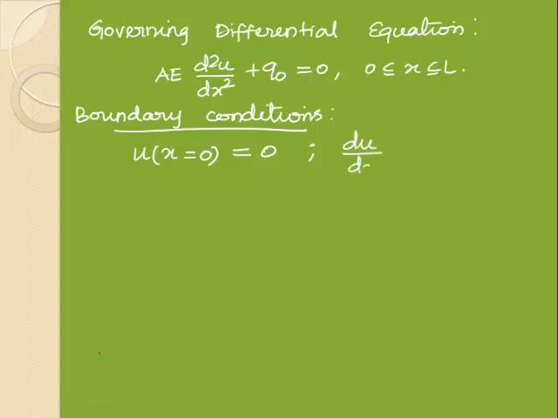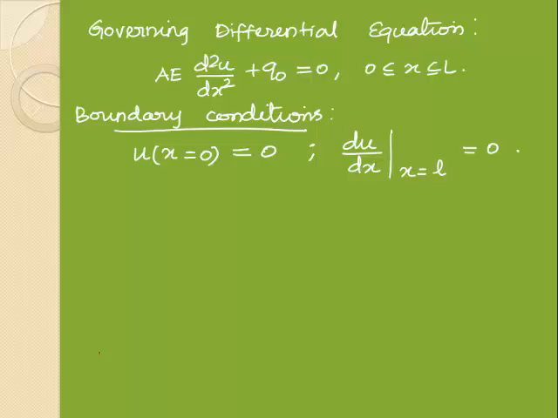Strain, epsilon is equal to du by dx, at x is equal to L. At the end of the bar there will be no strain. Okay, so these two can be considered as the boundary conditions. While solving the problem, these boundary conditions will be directly given in the problem. But we have to know these are the boundary conditions for a cantilever bar subjected to axial loading condition.